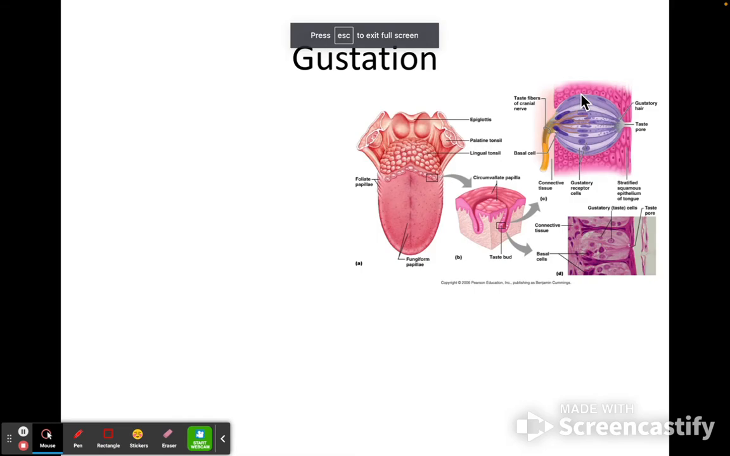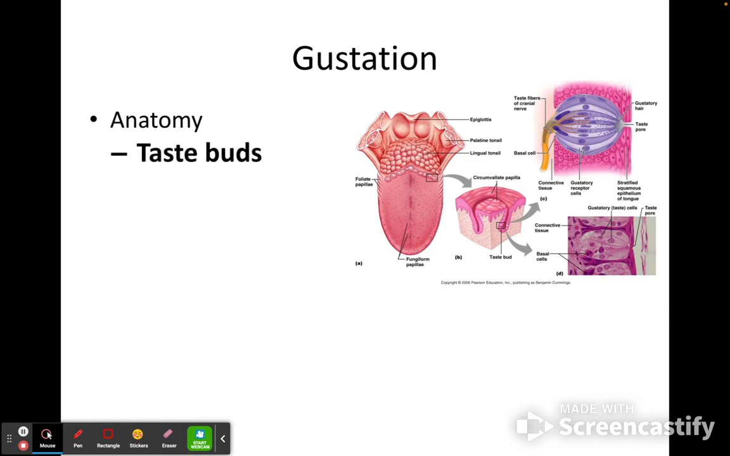All right, guys, this should finish up the end of your taste and smell notes. So we're going to talk about taste here for a minute, or gustation. So find that section in your notes, and here we go. We start with the anatomy. What are the parts that are involved in taste?